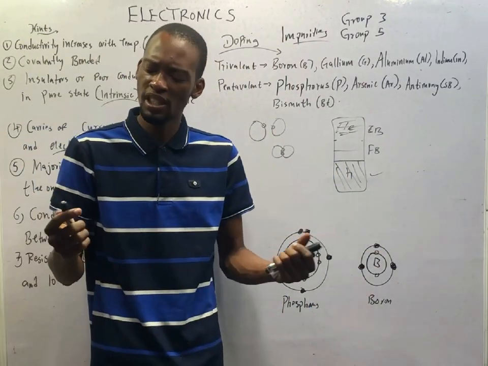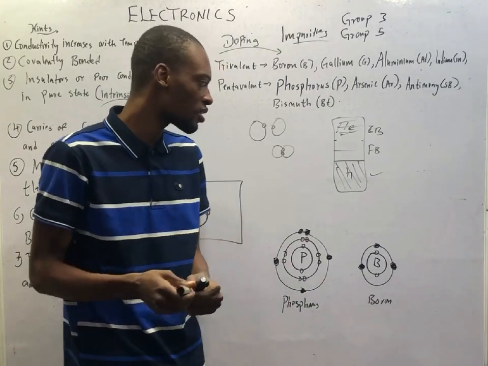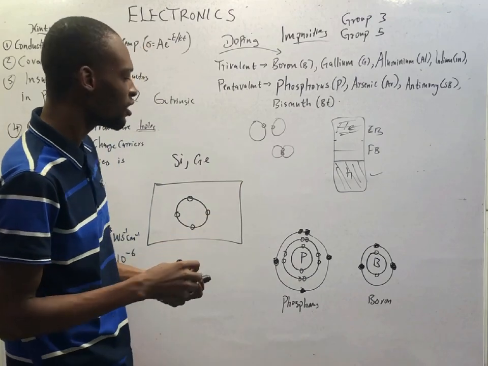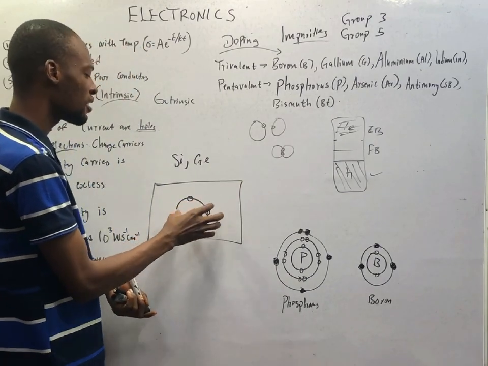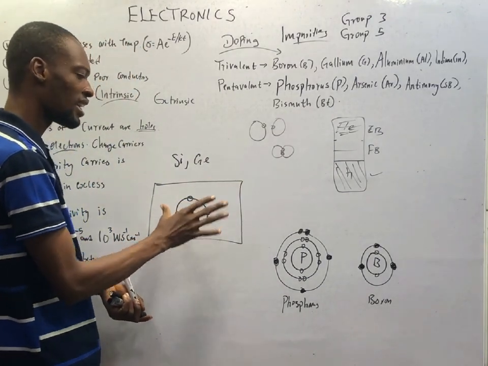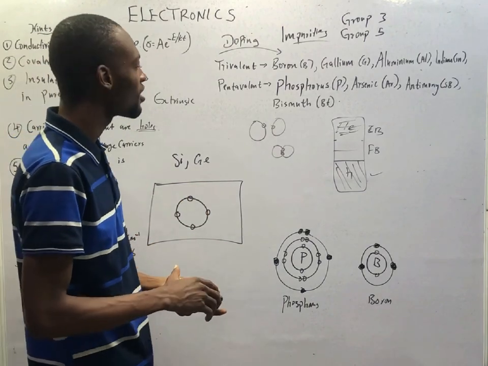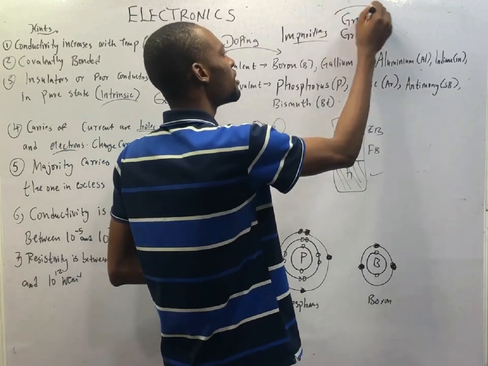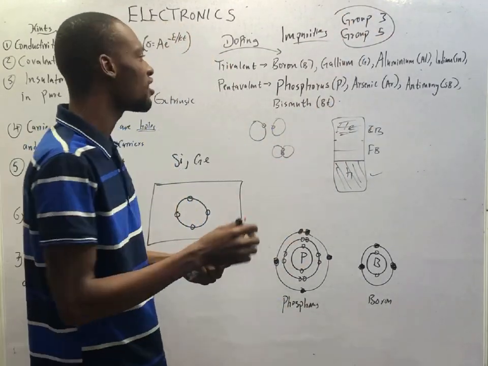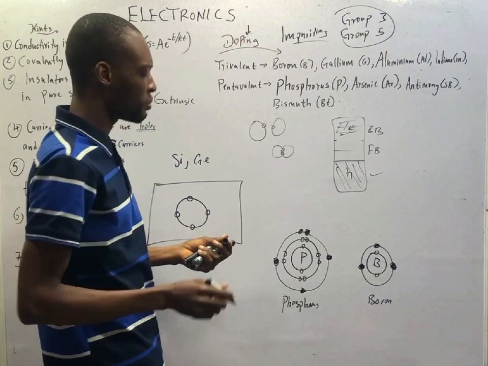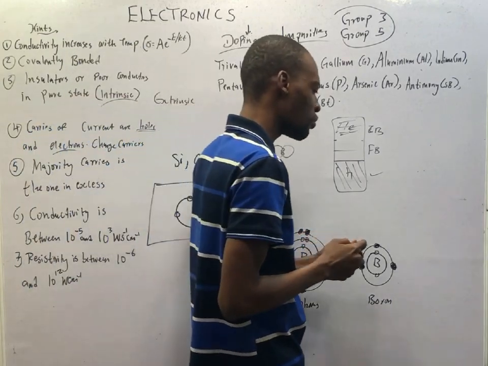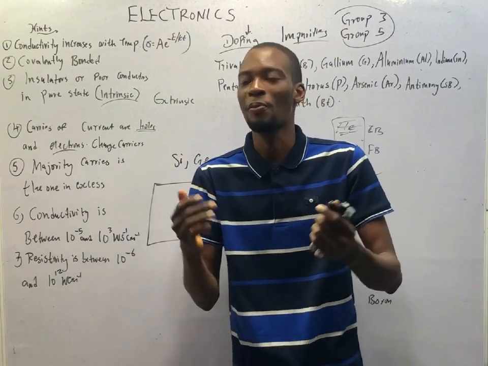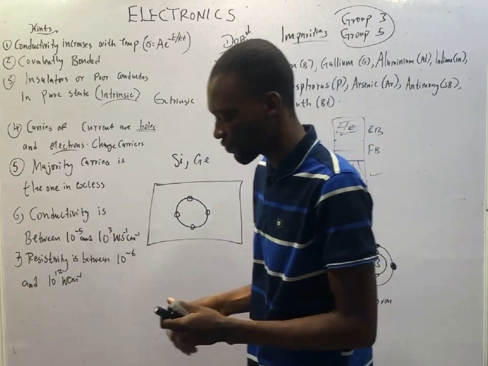Remember, good examples of pure semiconductors are silicon and germanium, and these are in group 4. Group 4 simply means they have 4 valence electrons, 4 electrons in the outermost shell. By the time you add impurities or these elements to a semiconductor, the process is referred to as doping, which means for semiconductors to conduct, they need to be doped. That is doping.